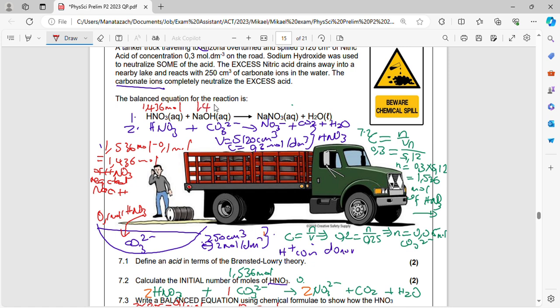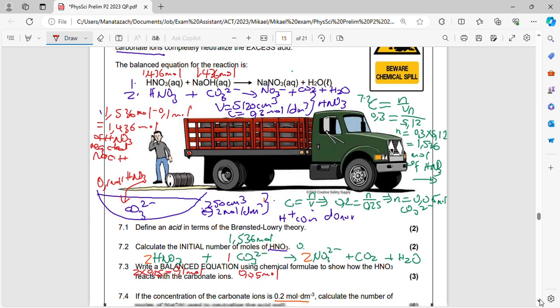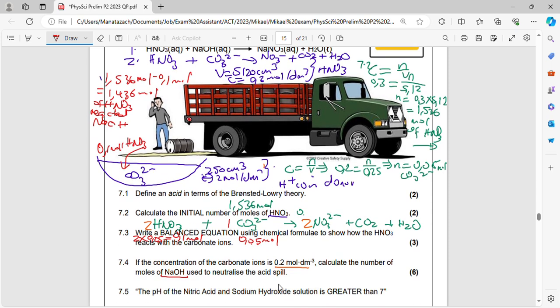With the 1-to-1 ratio, you're also going to have 1.436 mole of sodium hydroxide, since you've got a 1-to-1 ratio. So that will be our answer. Our answer here, since it's just the number of moles, is 1.436 mole of sodium hydroxide.